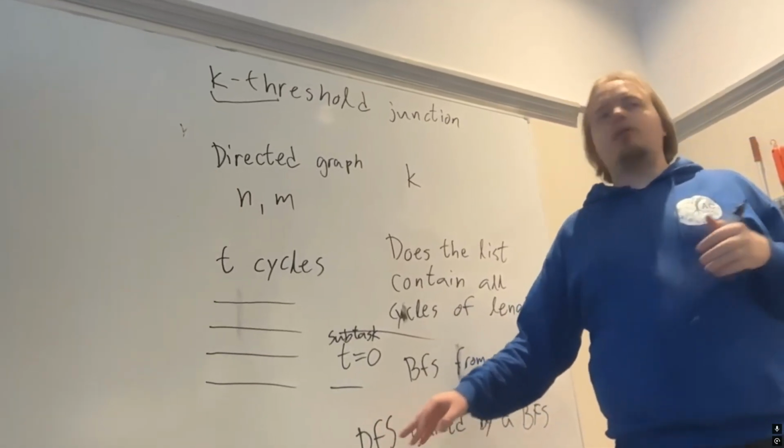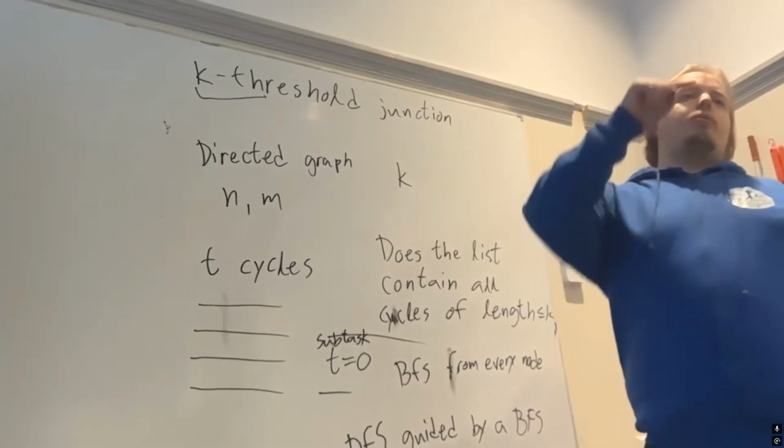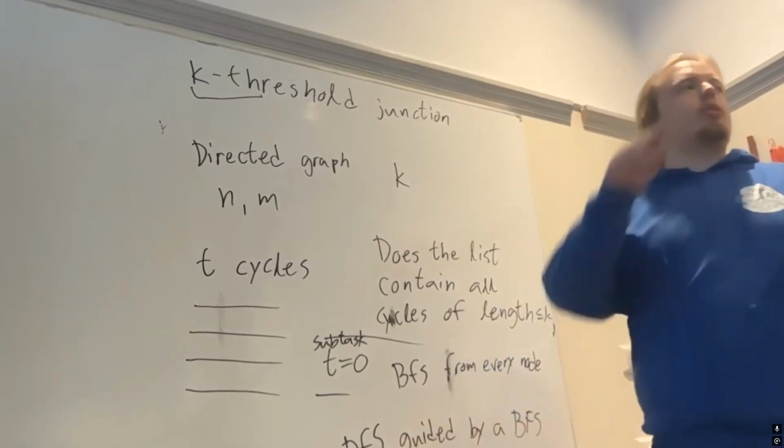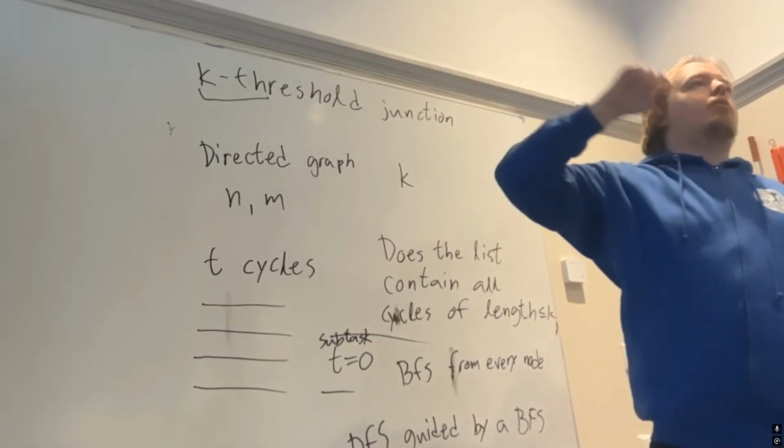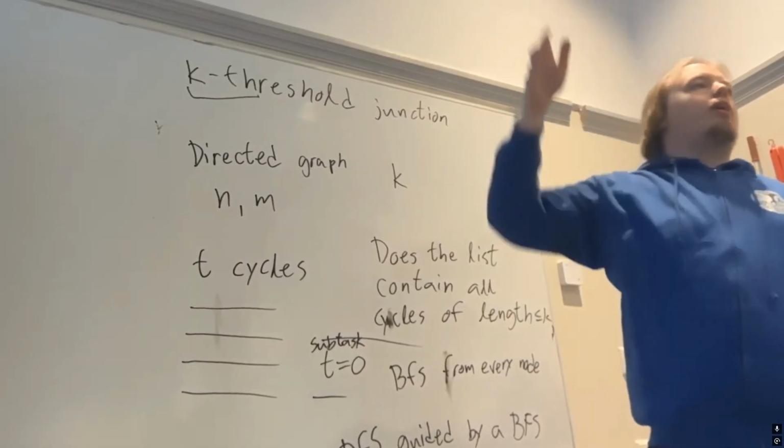So a problem with cycles is that if you have a long cycle, then you will find it multiple times with this approach, because any starting point with the DFS will find it. So if the cycle is n long, you would have to find it n times.